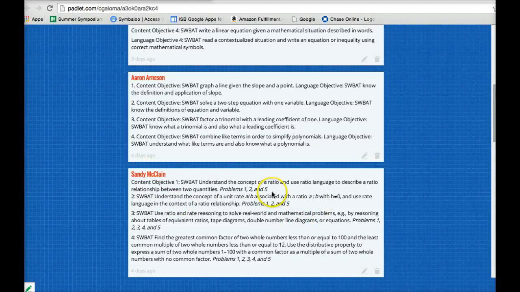What I want everyone to do is, when you're writing your content objectives, make sure you're labeling the language objective, because it's actually clearer for students so they would know. So if you look at Erin's up here, content objective and then language objective, and when they're used in the classroom, it's clearer. Yours are embedded in there, Sandy, and I do see some of the content standard language, which is good.